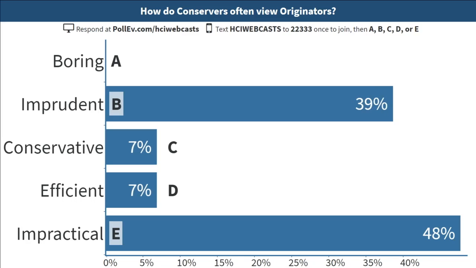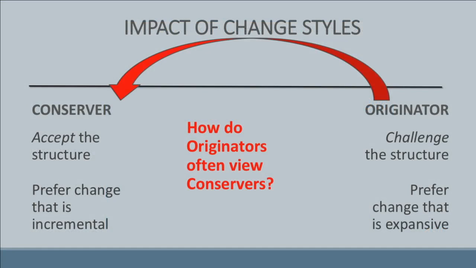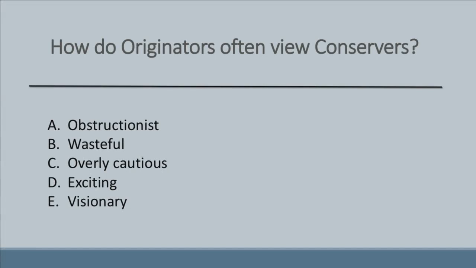That's great. Let's flip the coin though. Let's go back to the slides and flip the coin. What do you think? How do you think originators would view conservers? So these are folks who embrace change, wholesale, even dramatic change. How would they view folks who are more conserver in nature? Are they more obstructionist, wasteful, overly cautious, exciting, visionary? How do you think? So there's that poll question. Let's go to the data and see what you think.